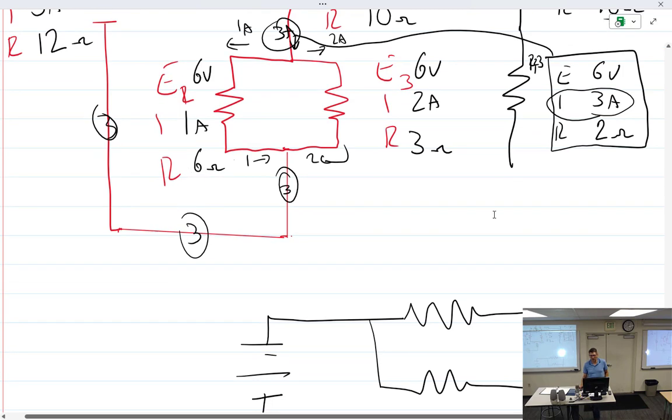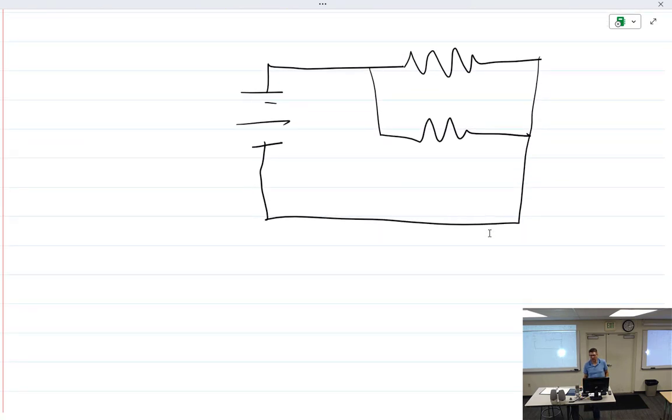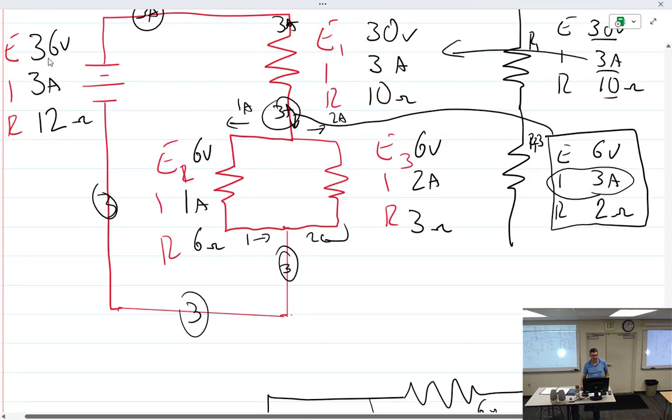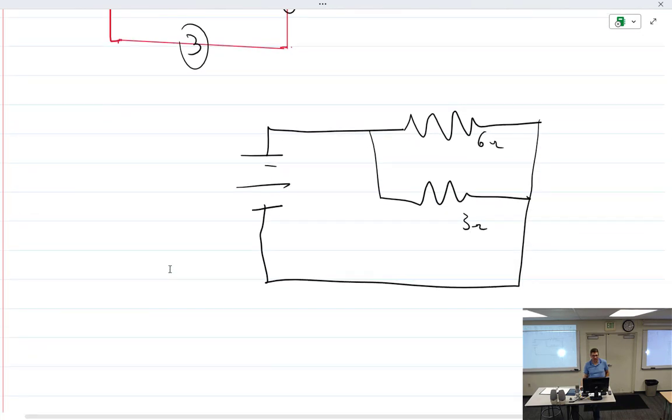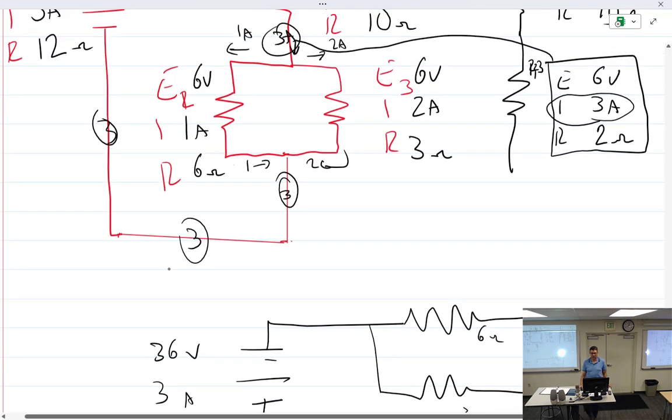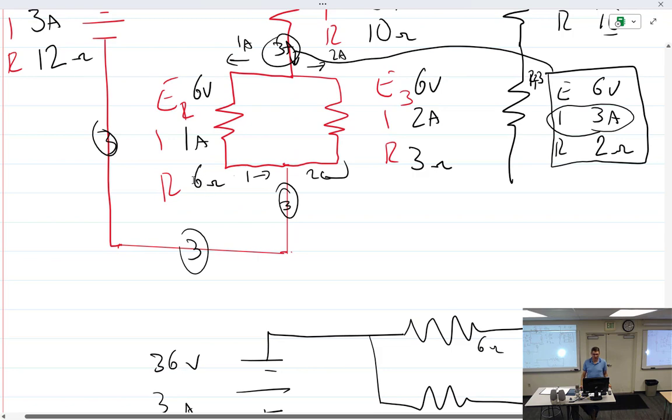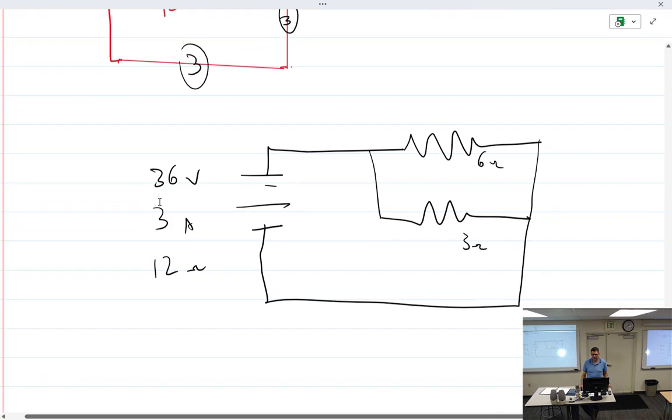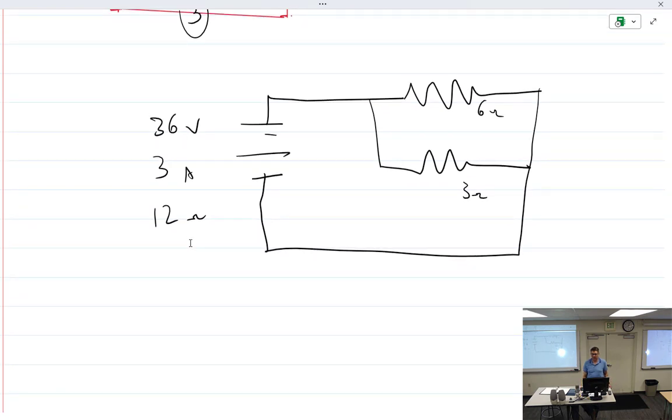I had 6 ohms and 3 ohms. 6 ohms, 3 ohms. Power supply right here. It's 36, 3, and 12. Everybody see where I got that information from? Right there. 6 ohms, 3 ohms, 36, 3, and 12. We'll solve for this. E equals I R.